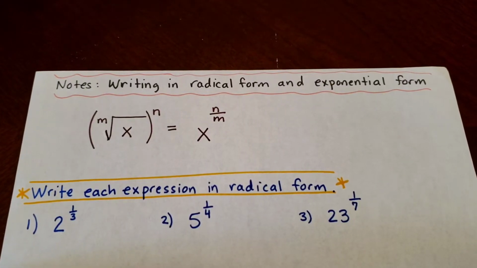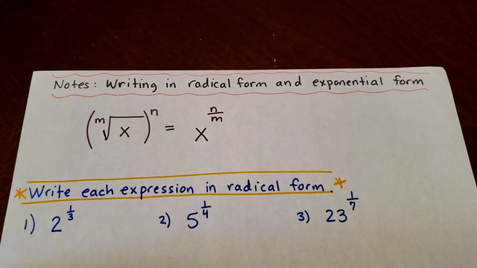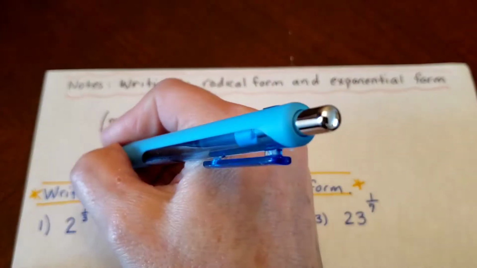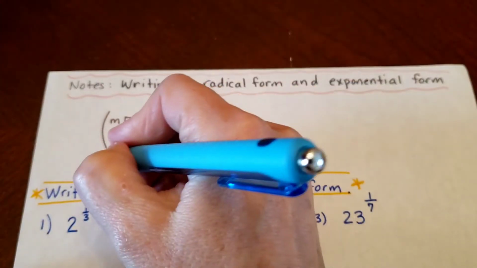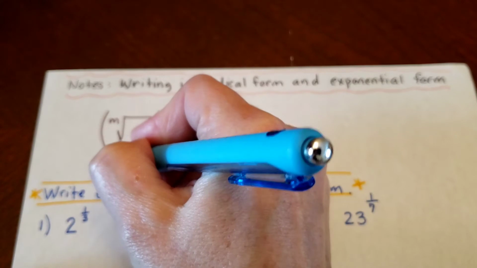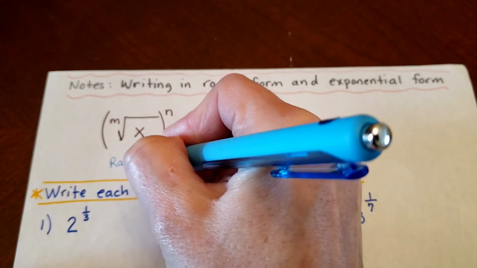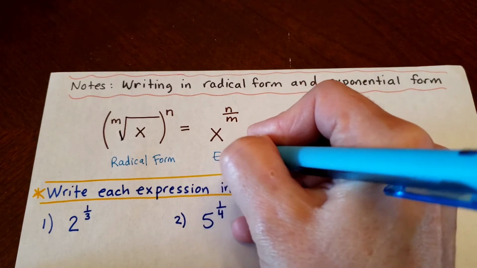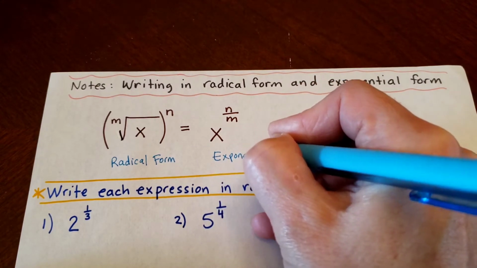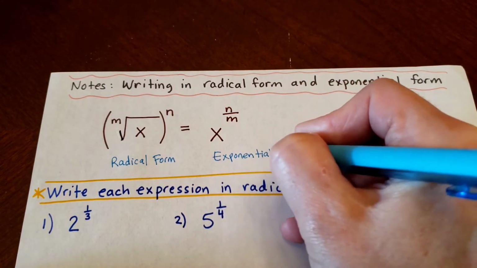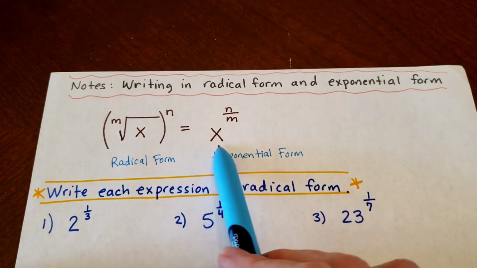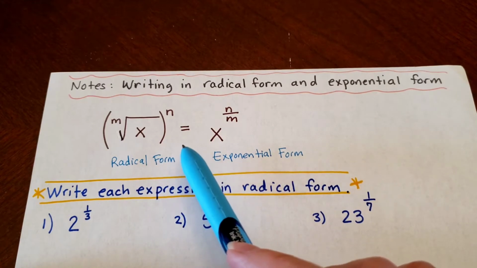Alright, today's notes are going to be writing in radical form and exponential form. And it is just like it sounds. Radical form is this one here, and it has a radical, and exponential form has an exponent. So this is basically going to be what you need to use in order to do all of these problems.